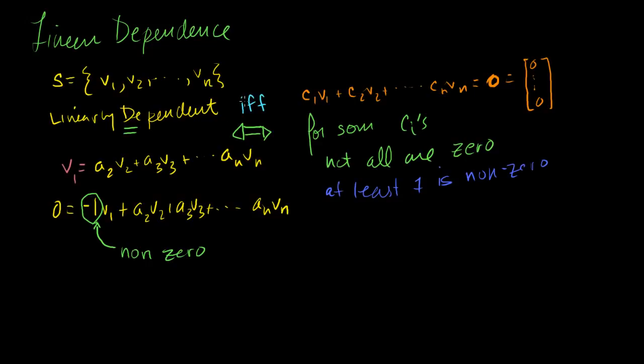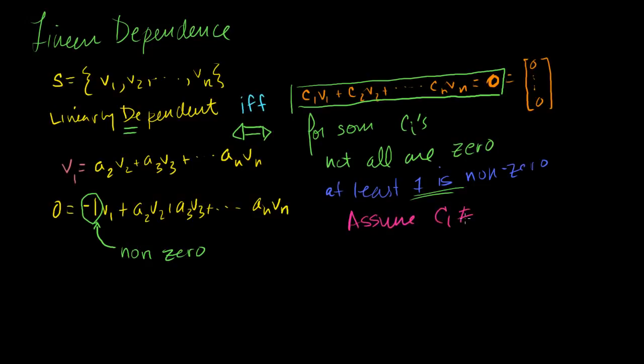Now let me go the other way. Let me show you that if I have this situation, I can definitely represent one of the vectors as the sum of the others. So let's say that this is true, and at least one of these constants is non-zero. Just for the sake of simplicity, these are all arbitrary, let me assume that c1 is not equal to 0.